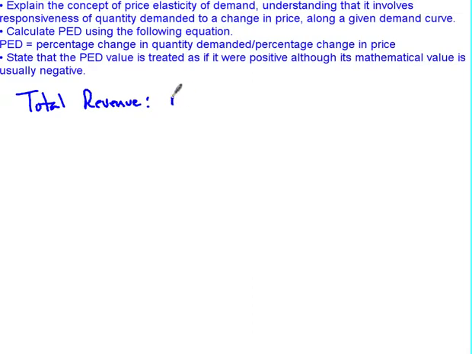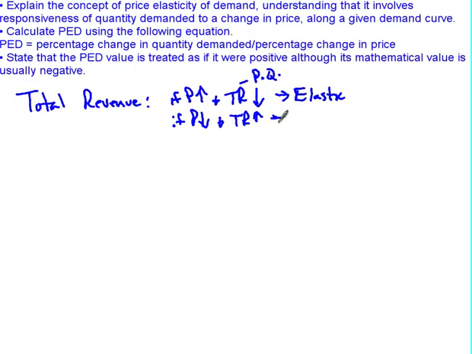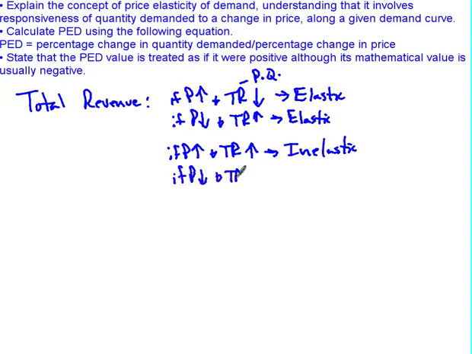In short, if the price of a product goes up and total revenue goes down, then this product would be considered elastic. And remember, to calculate total revenue, this is simply price times quantity. Conversely, if the price goes down and total revenue goes up, it's also considered elastic. So when we have this inverse relationship between price and total revenue. Now, what if you raise the price and your total revenue goes up? We would say that's an inelastic product. And if the price goes down and total revenue goes down, then that's also considered an inelastic product.